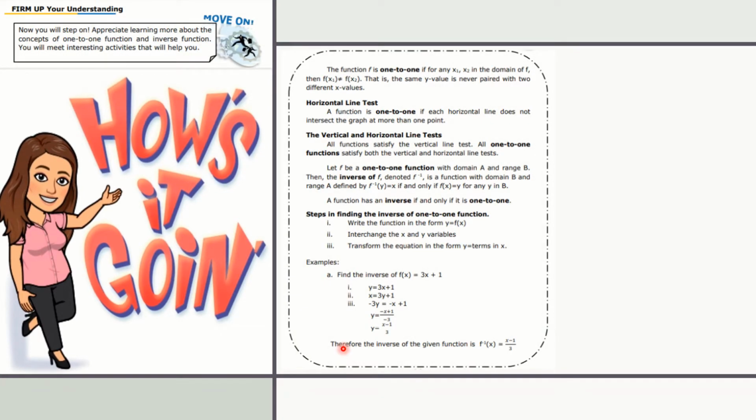Firm up your understanding. Now you will appreciate learning more about the concepts of one-to-one function and inverse function. You will meet interesting activities that will help you. The function f, as we've known in activity 1, is one-to-one if for any x sub 1 or x sub 2 in the domain of f, then f of x sub 1 is not equal to f of x sub 2.